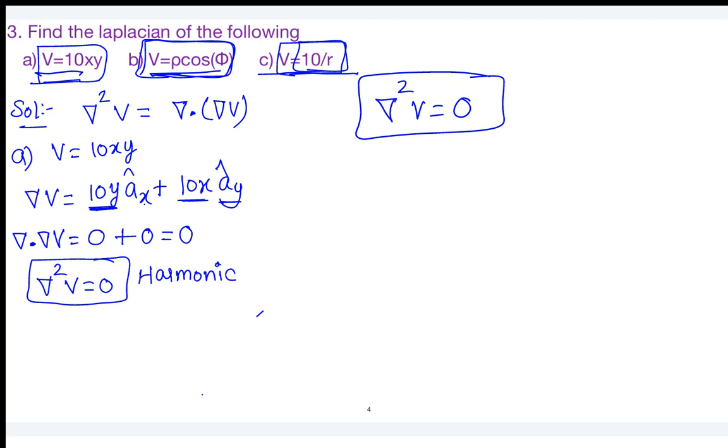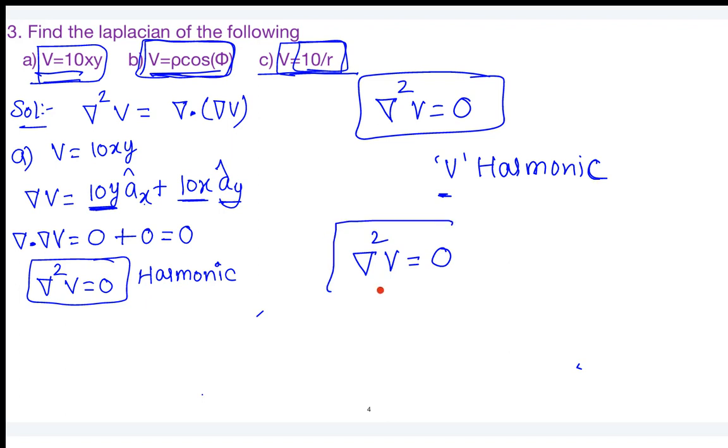If any scalar function has to satisfy the Laplacian equation, del square V has to be equal to 0. That means if the scalar function is harmonic, indirectly you can say it also satisfies the Laplacian equation. So when anybody asks if the scalar satisfies the Laplacian equation or not, you directly check whether del square V is equal to 0. If del square V is equal to 0, it satisfies the Laplacian equation, and at the same time the scalar is said to be a harmonic function.